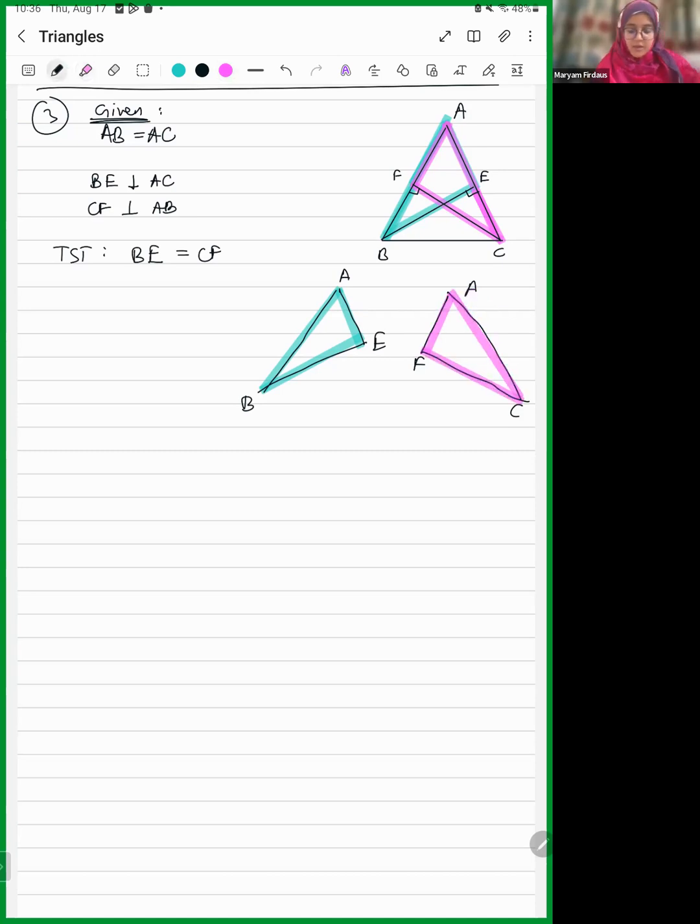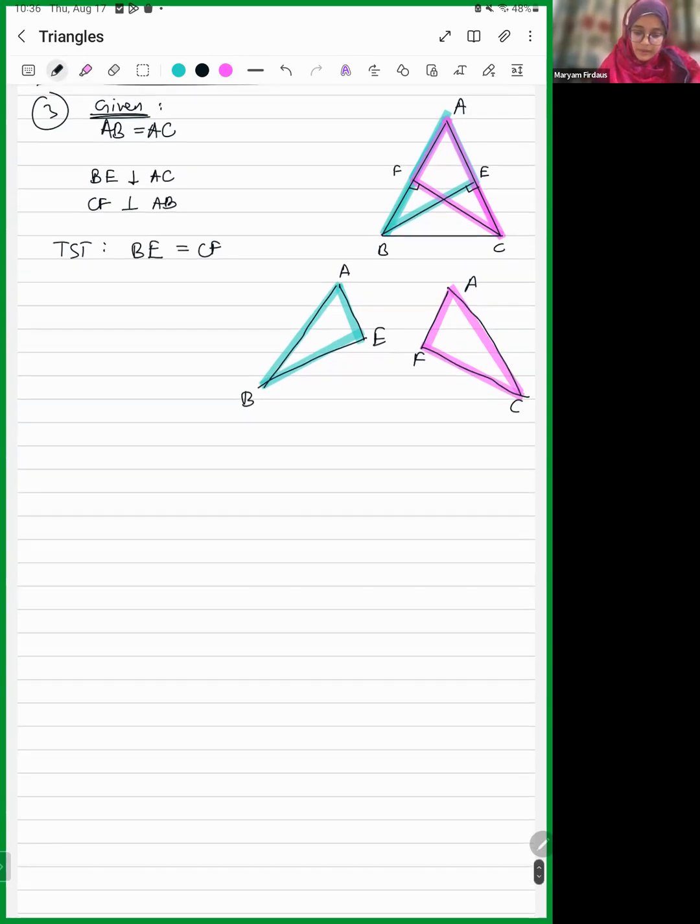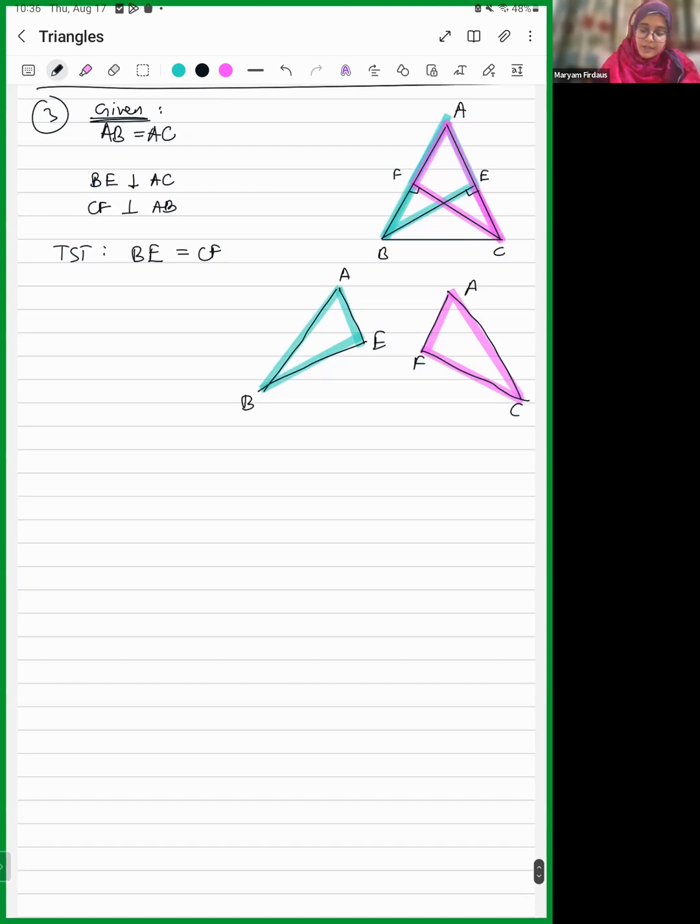Now, what all do we have as equal? Congruent by ASA. ASA: which angle, which side, which angle? Angle A is common. Then AE equals AF. Again, why? Because AB equals AC, but it's not half, na?